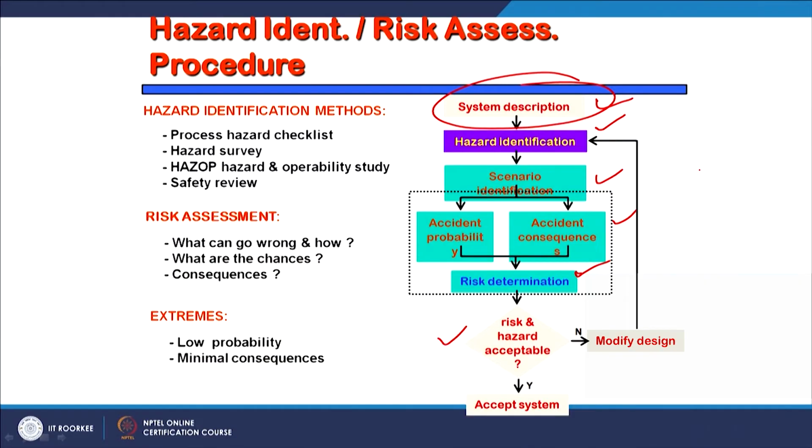You need to carry out the risk assessment. What can go wrong? What are the chances? What are the consequences? As earlier discussed, you go for the extreme: what is the low probability? Slight probability may lead to severity. What are the minimal consequences? So you need to carry out this type of layout analysis for your hazard identification and safer operation.